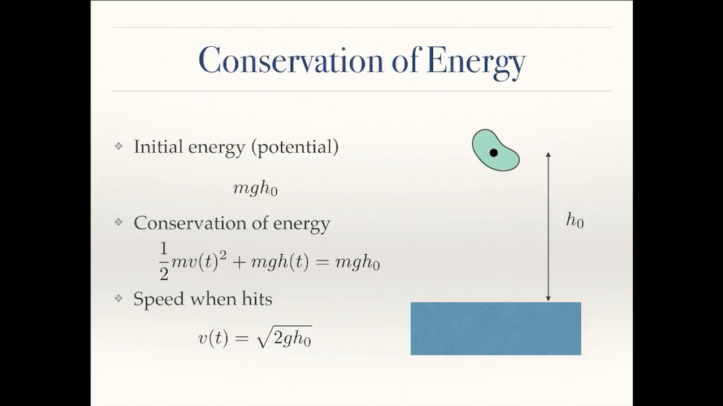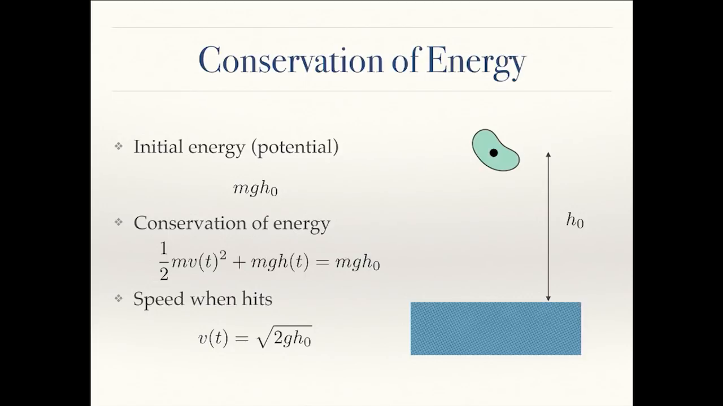Here's a simple illustration of how we usually encounter this in physics. We have some body initially at rest at some height h0. So initially, all of its energy is potential energy, gravitational potential energy. And an approximation to that is mg times h0, the initial height of the body.